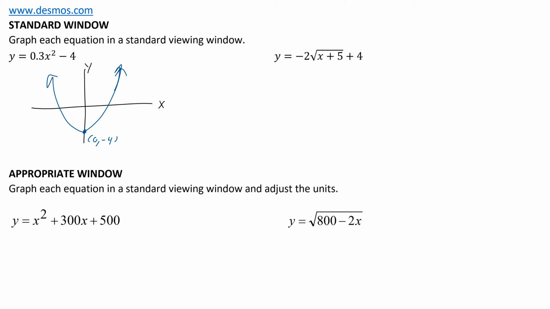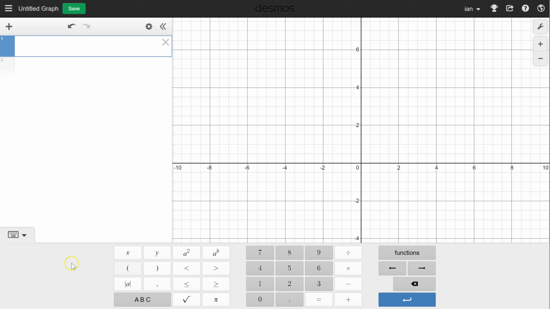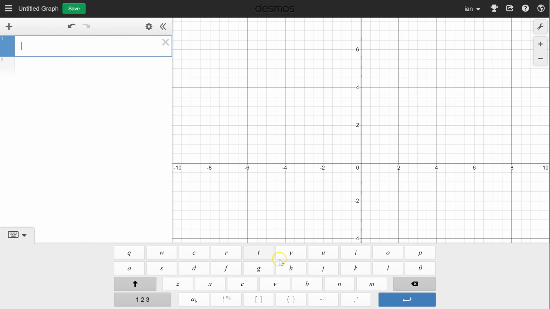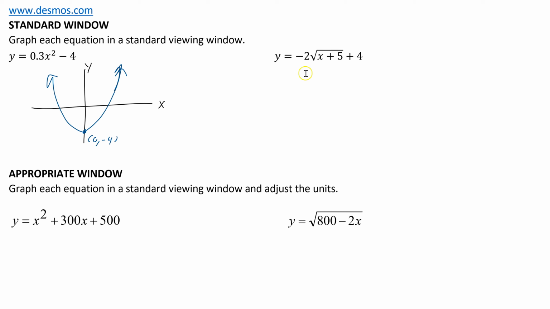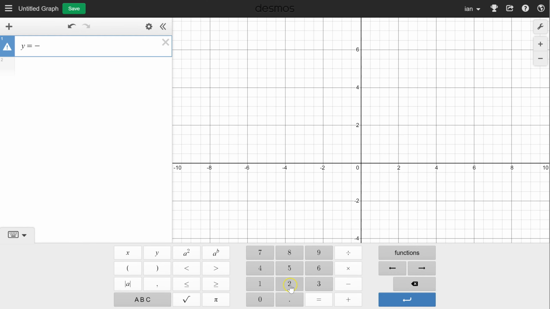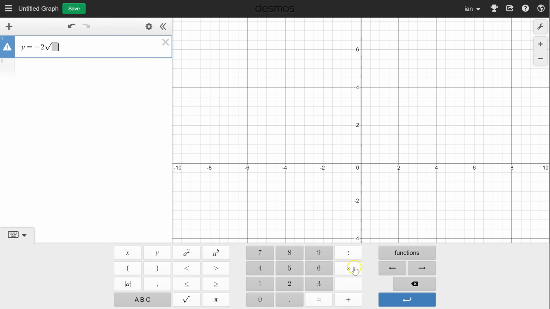So let's try our next one. Y equals -2 square root of x plus 5, plus 4. So let's go back to Desmos. If you hit the X button, it'll disappear. Bring up the keyboard again, ABC, Y equals, there's also a Y here, -2 square root, and it will put it underneath. So x plus 5.